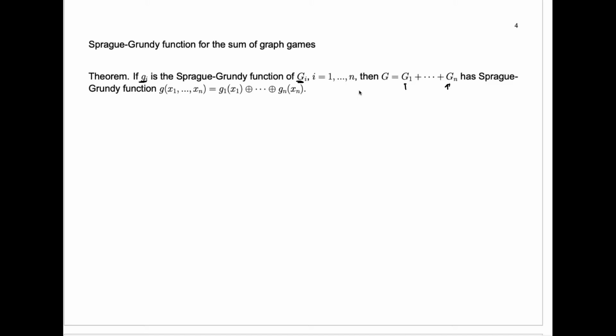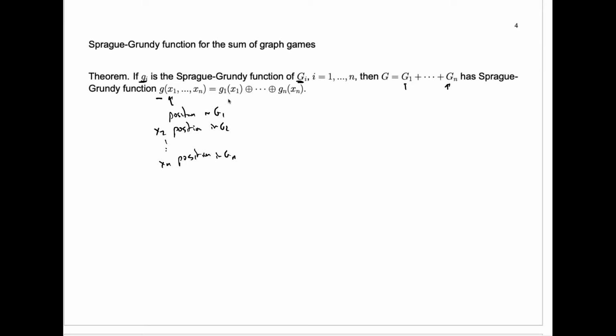And here's the amazing theorem called the Sprague-Grundy theorem. It says you can find the Sprague-Grundy function for this sum of games. We'll write that as just little g. Here I'm writing g of x1 through xn. x1 is the position in game 1. x2 is the position in game 2. All the way to xn is the position in game n.